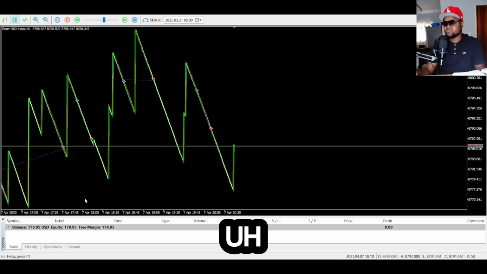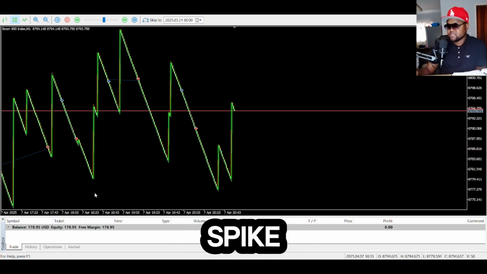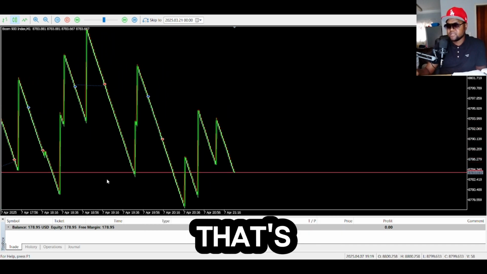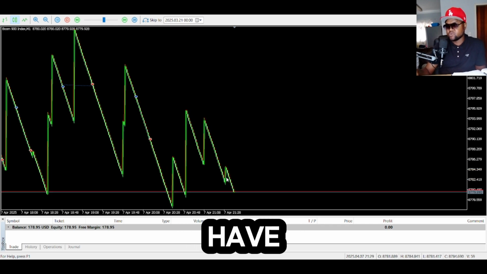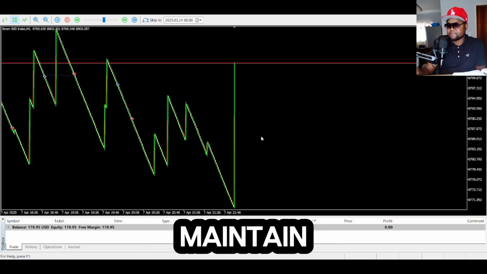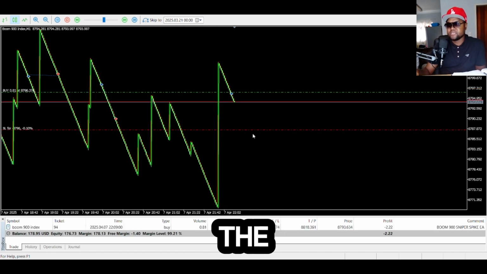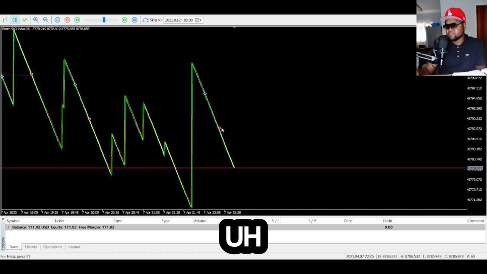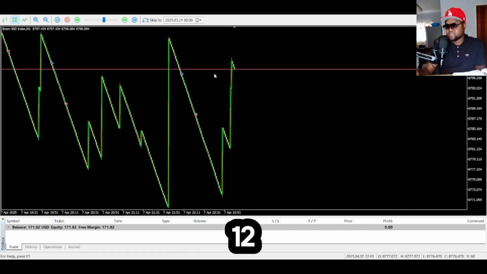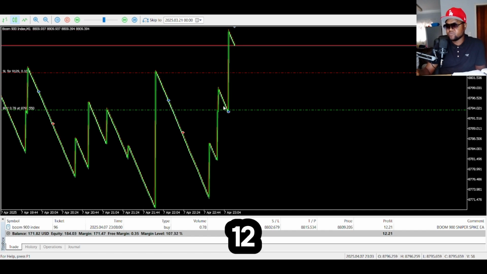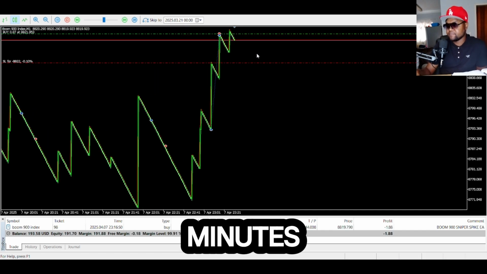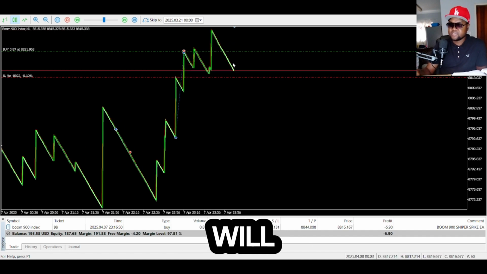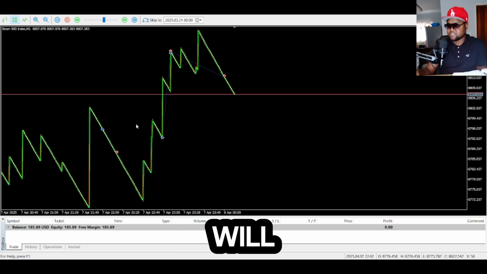So when it comes to Boom and Crash spike trading, I think if you have proper risk management, that's one thing that you really see in most people. That's the advantage of using a trading robot. It will have risk management. It will maintain, maybe like here, I think it is about 12 candles, 12 minutes, 10 to 12 minutes as a trailing stop, as a stop loss. It will keep on doing the same thing regardless of what happens.